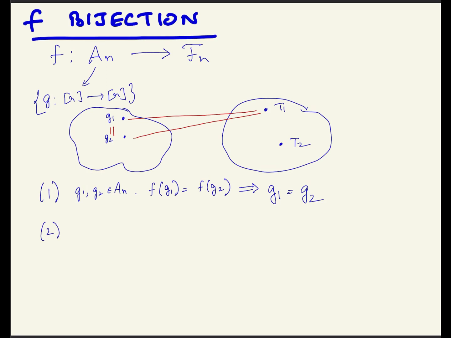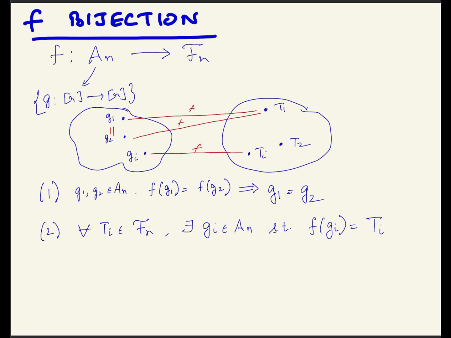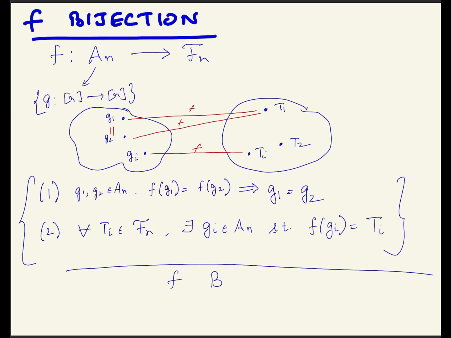And the second condition to prove that f is a bijection is that for every doubly rooted tree ti in Fn, there exists a function gi in An such that if we follow the process of creating a doubly rooted tree from gi, we'll end up with ti. So the image of gi under f equals ti. And if these two conditions are met, then we can conclude that f is a bijection, and that proves Cayley's formula because we can say that the size of set An is equal to the size of set Fn.